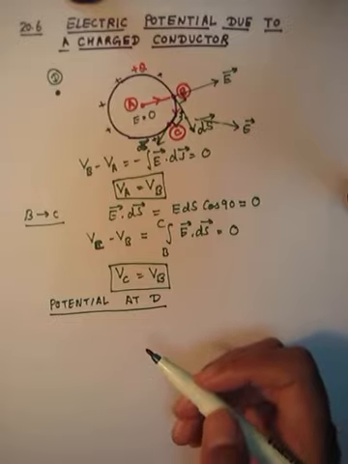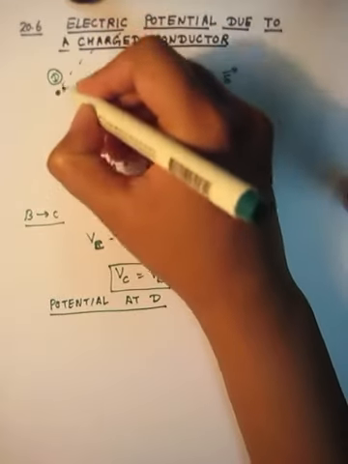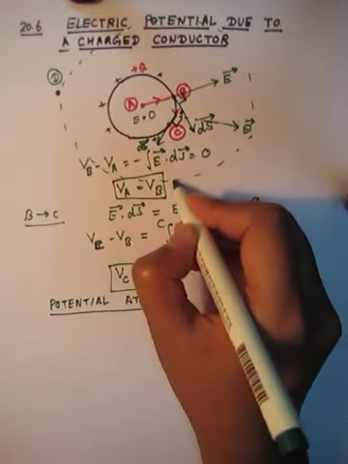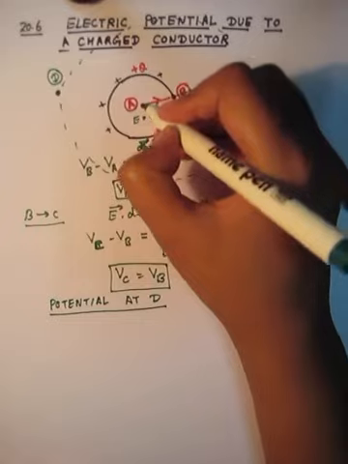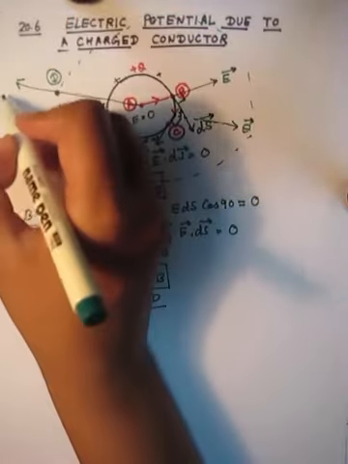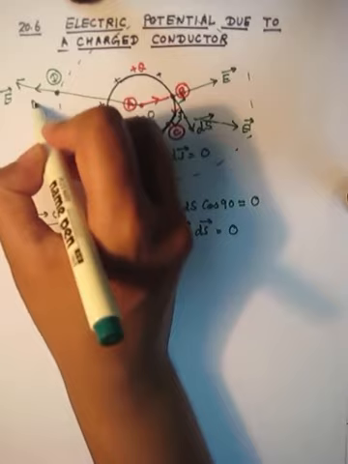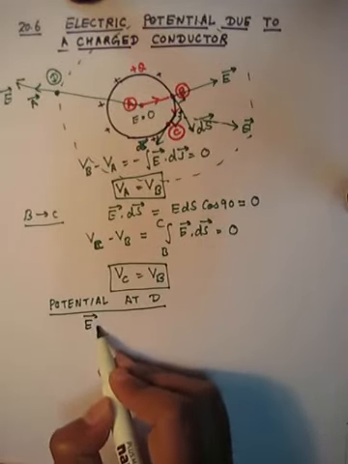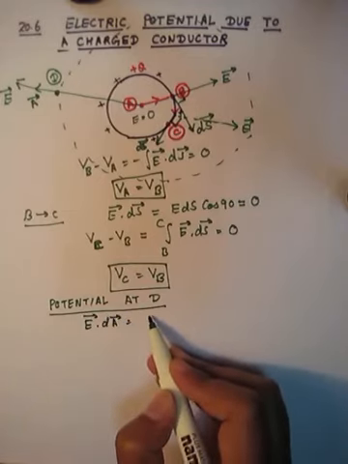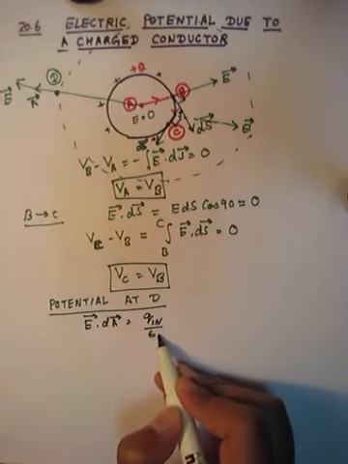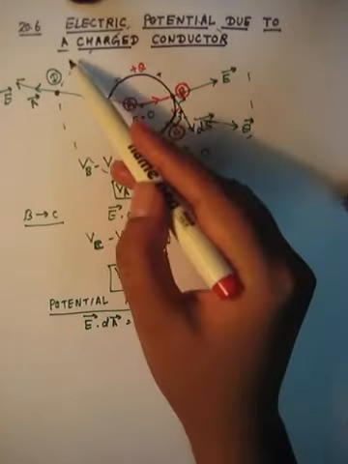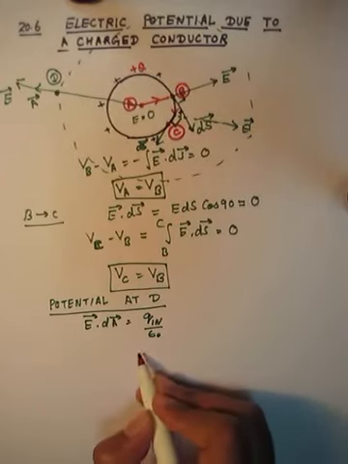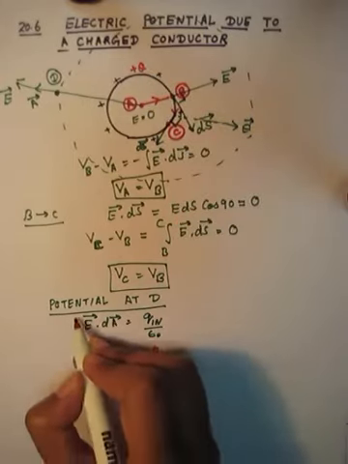Now because it is a charged conductor, if you draw a Gaussian surface at this point around this charged sphere, you'll see that the electric field and the area vector will be in the same direction. So by Gauss's law, the integral of E vector dot dA vector will be the charge enclosed upon epsilon naught. In this Gaussian surface, the charge enclosed is plus Q. So we'll have plus Q upon epsilon naught.